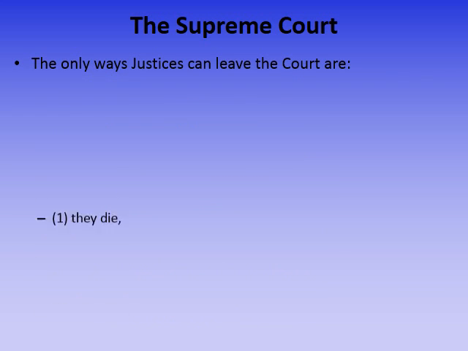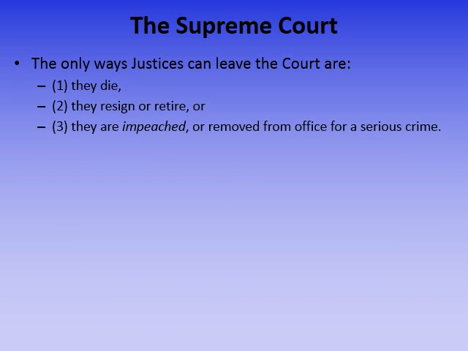So the only ways that we get rid of a justice from the Supreme Court, the only ways that they can really leave are, first, they die. Second, they resign or retire on their own accord. Or third, they are impeached, which means that they probably committed some kind of serious crime, and so they can be removed from office by Congress. And there's actually a procedure for that in the Constitution for removing even the president and members of the federal government that are high ranking. So those are the 3 ways that we get a justice off of the Supreme Court.